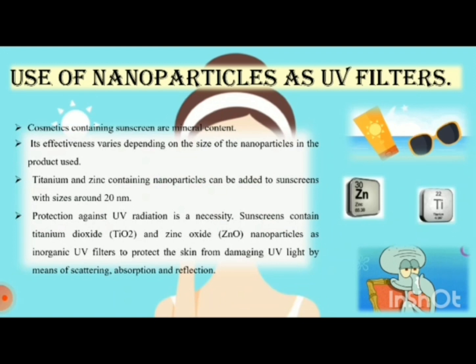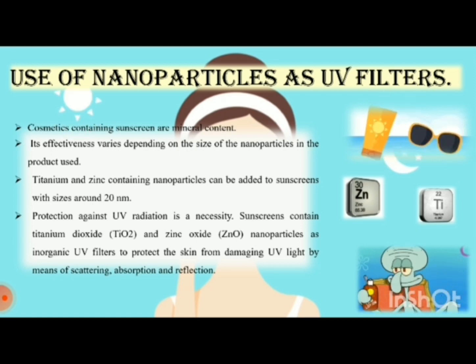So first of all, we are going to discuss nanoparticles as UV filters, or the mineral use of nanoparticles. Cosmetics that contain sunscreen are called mineral content, and the effectiveness of the nanoparticles used depends on the size. As we all know, protection against harmful radiation of the sun is very important. For that purpose, nanoparticles like zinc oxide and titanium dioxide are used as inorganic UV filters, protecting the skin against harmful UV radiation by means of reflection, absorption, and scattering.